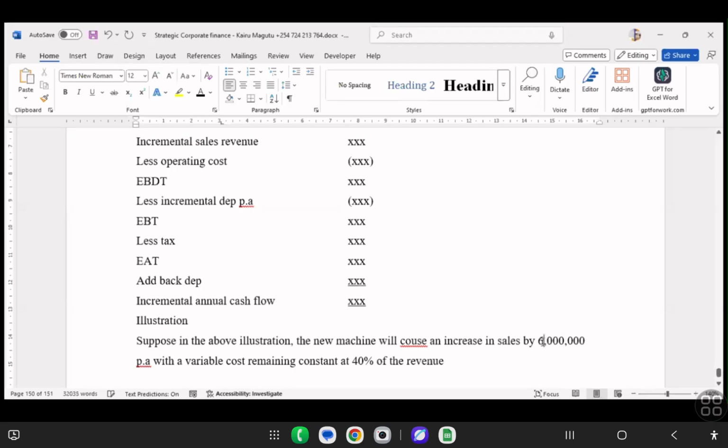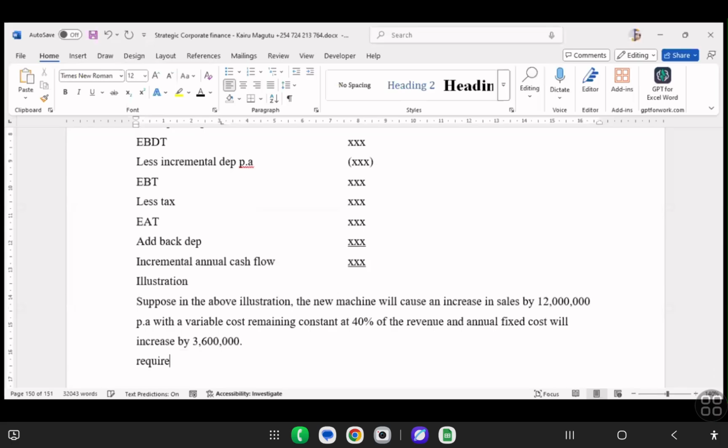I want to change this one. I want to make this one equal to 12 million, with variable cost remaining constant at this much, and annual fixed cost will increase by, let's say, 3.6 million. Required.